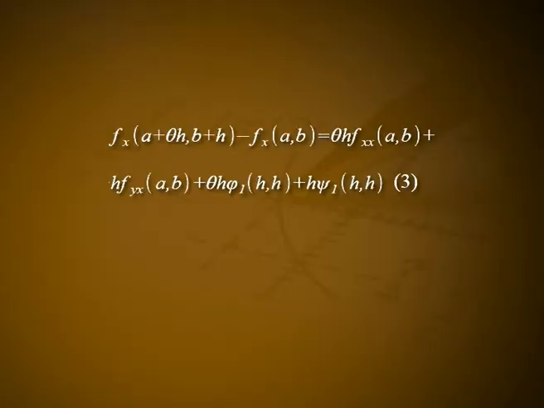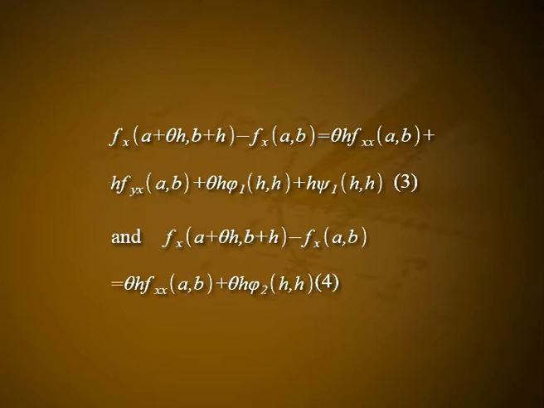Again, since f_x is differentiable at the point (a, b), we have f_x(a + θh, b + h) − f_x(a, b) is equal to θh f_xx(a, b) + h f_yx(a, b) + θh φ1(h, h) + h ψ1(h, h). Let it be equation number 3. And f_x(a + θh, b) − f_x(a, b) is equal to θh f_xx(a, b) + θh φ2(h, h). Let it be equation number 4, where φ1, ψ1, φ2 all tend to 0 as h tends to 0.